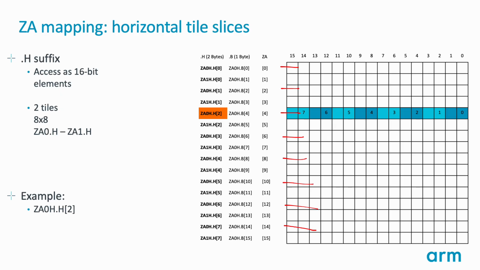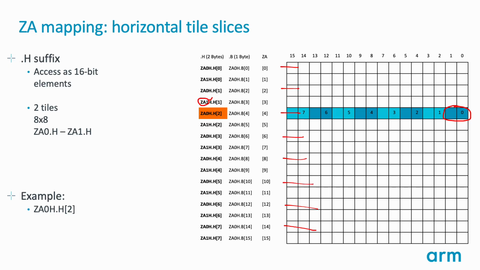ZA1 represents tile 1, and the horizontal slice axis is indicated by this H, that is ZA1 suffixed with H. ZA1H indicates tile 1 horizontal tile axis. .H indicates we are accessing 2 bytes of the data, or half word of it. Thereby we have only 8 elements starting from element 0. What happens if we access the same implementation of ZA storage as 32-bit elements?